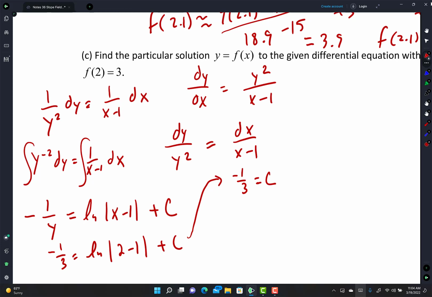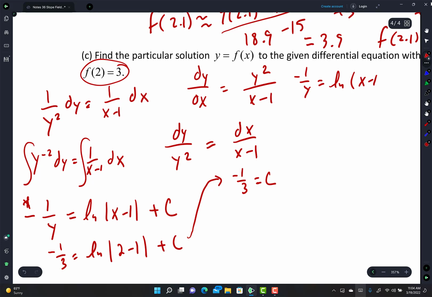So I'm going to rewrite it from here. Negative 1 over y equals ln, because I found now that I'm at position 2, 3, you can drop the parentheses, or the absolute values. x minus 1, close it, minus 1/3. Are we still okay, guys? All right.